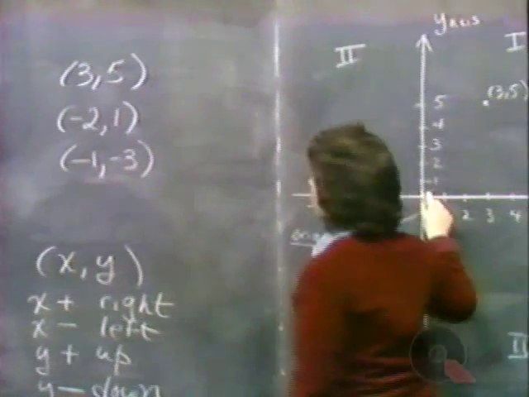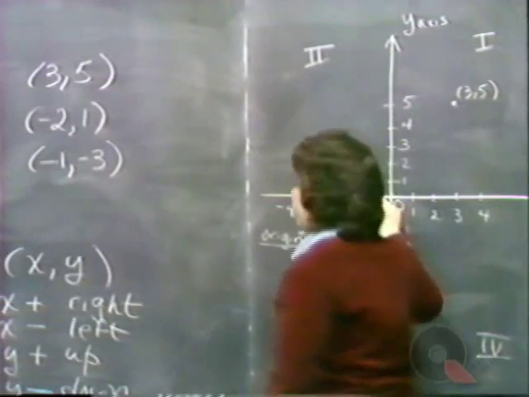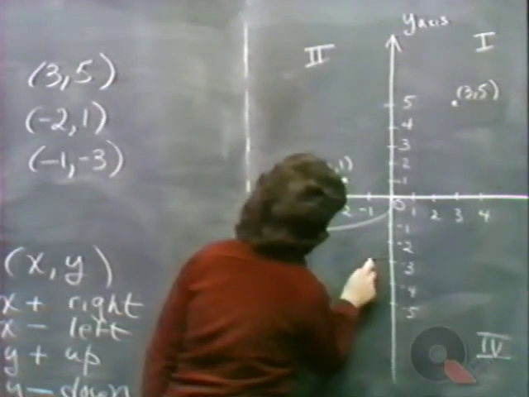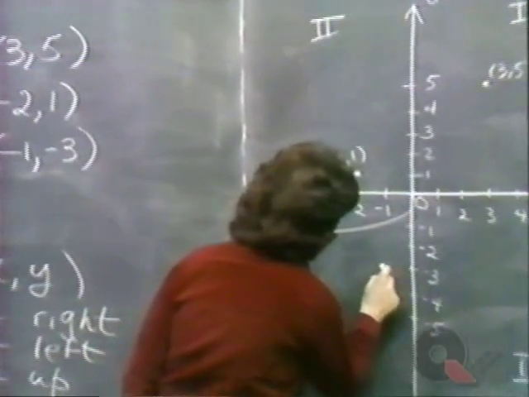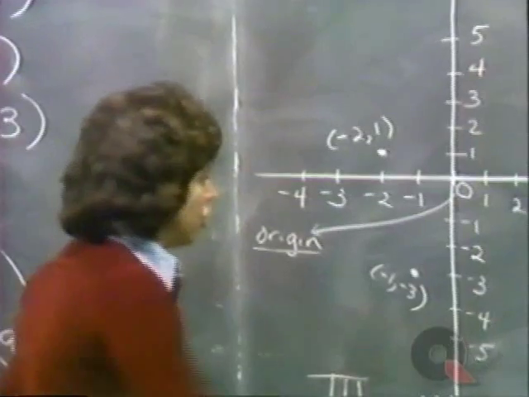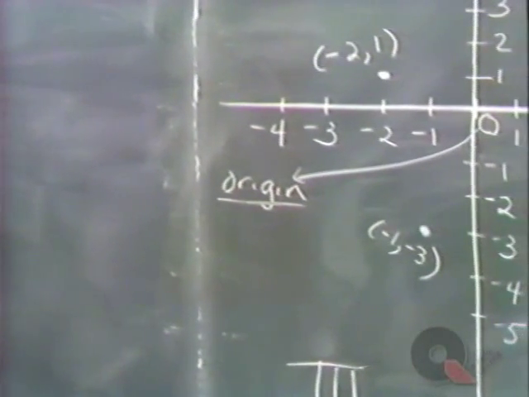Okay, he starts off at the origin. He moves to the left 1 unit, because x was negative 1. Then he moves down 3 units, 1, 2, 3. And here we have the point minus 1 comma minus 3. To the left 1 and down 3.